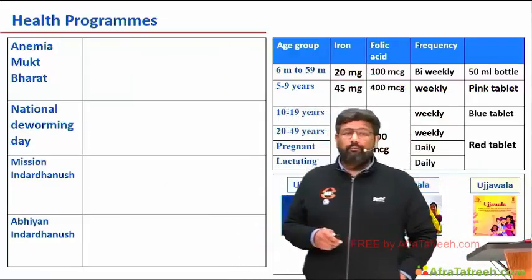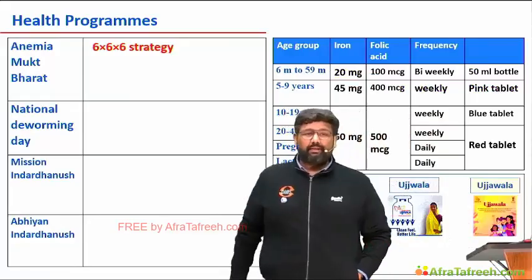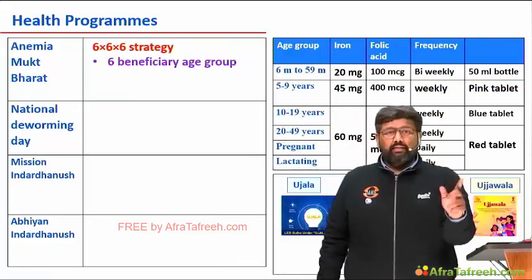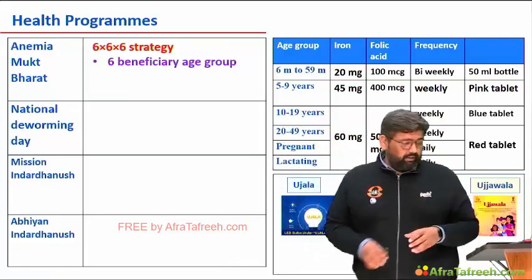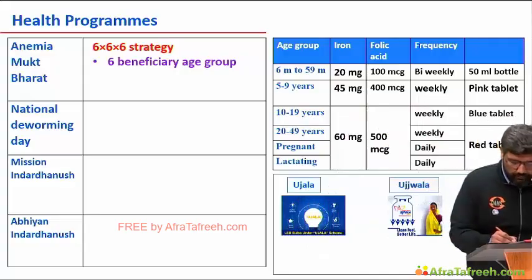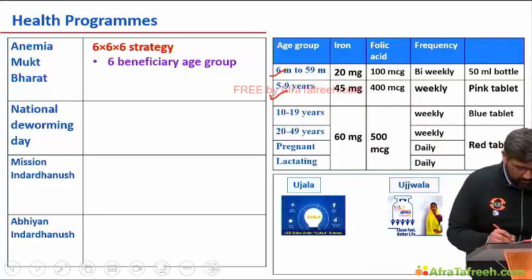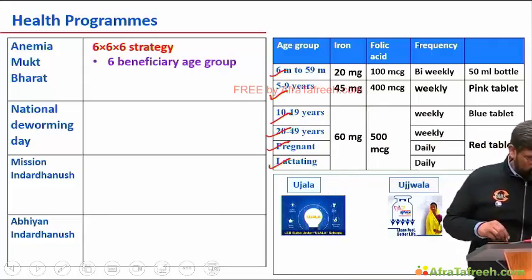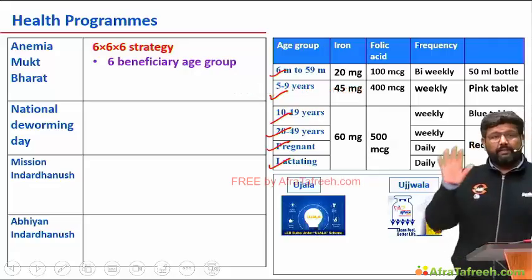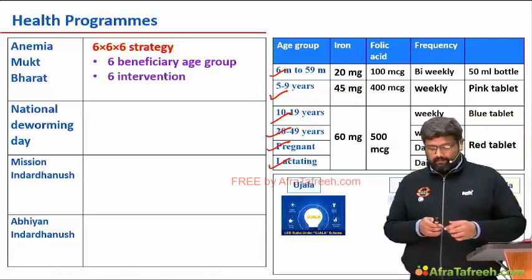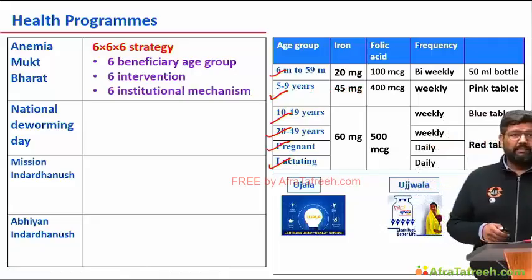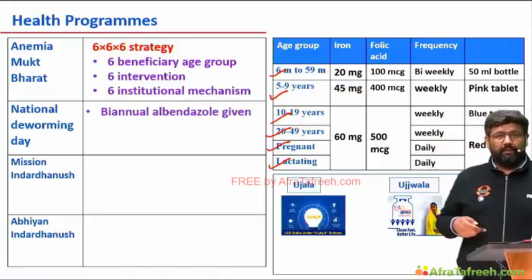Okay, Anemia Mukt Bharat, this is a 6 by 6 by 6 strategy. 6 beneficiary age groups. You can see here the 6 beneficiary age groups: 6 months to 5 years, 5 to 9, 10 to 19, 20 to 49, pregnant, lactating. These are the 6 age groups. Then we have 6 interventions and 6 institutional mechanisms.